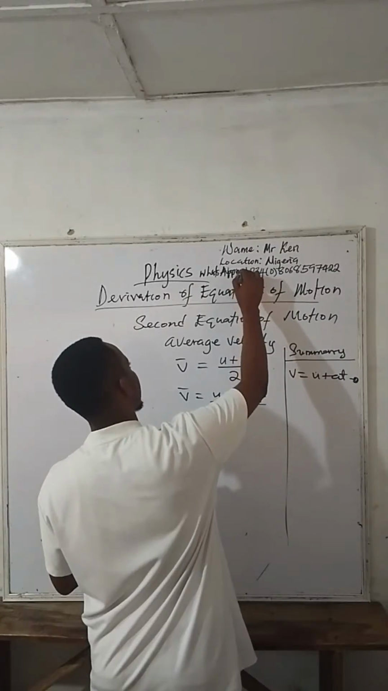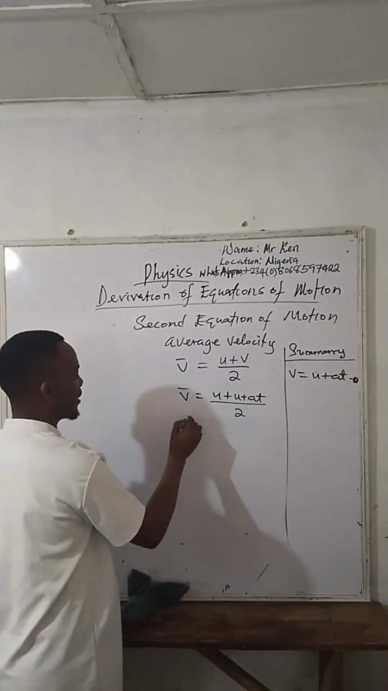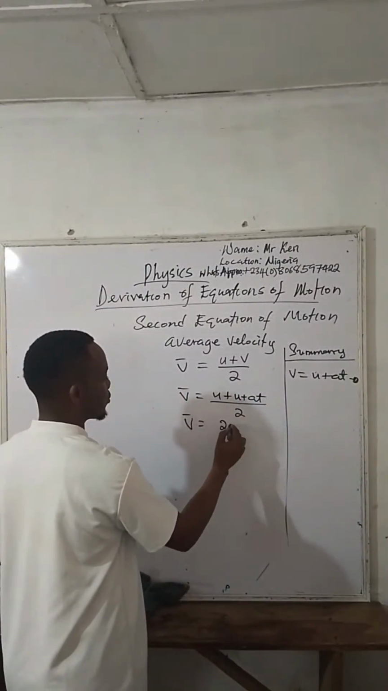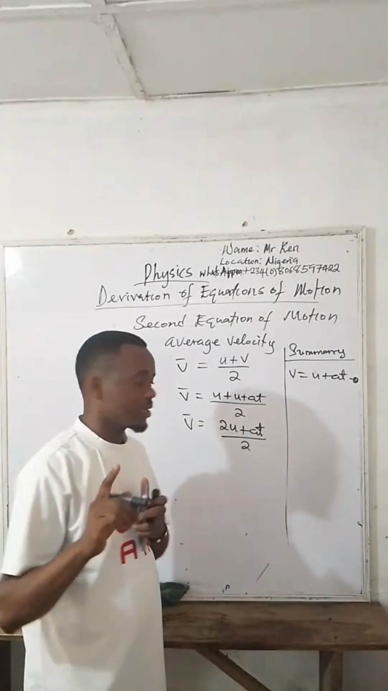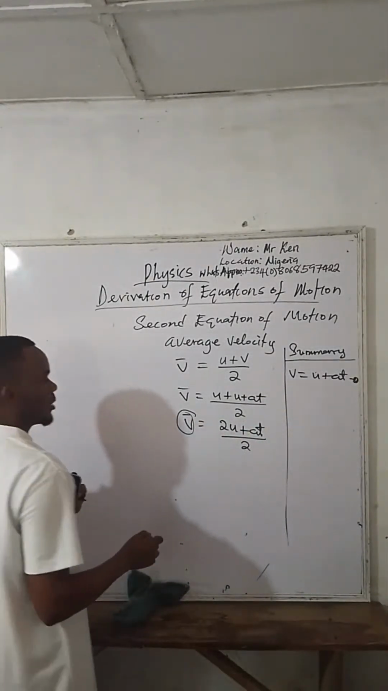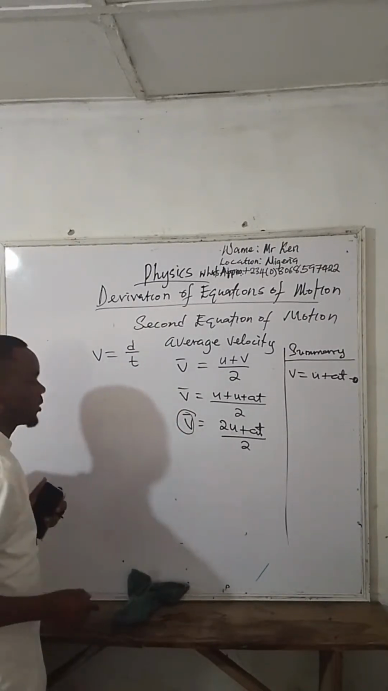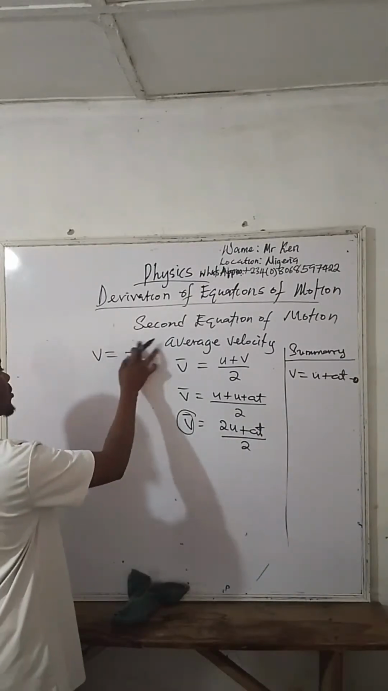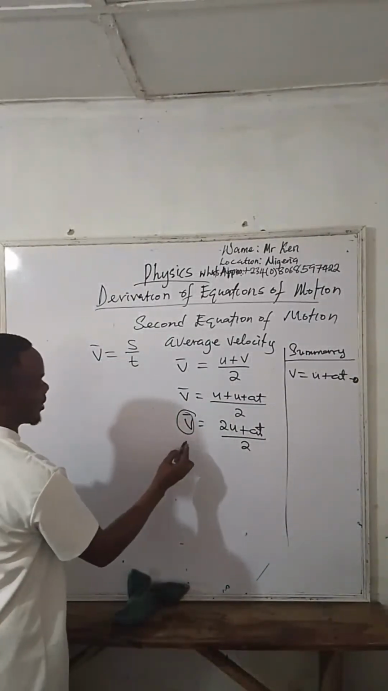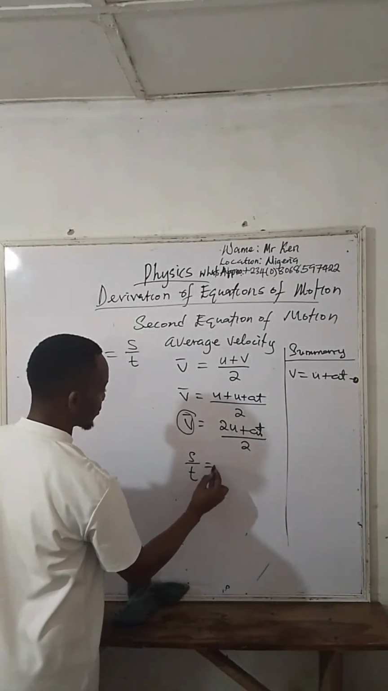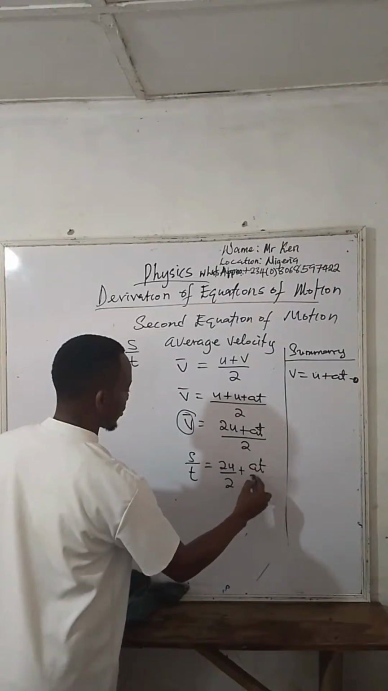Okay, WhatsApp number. So if I replace them, I get V average is equal to 2U plus AT all over 2. And recall that velocity is equal to distance over time. So this distance, let me use x as our distance. So I'll replace it here: S over time is equal to 2U over 2 plus AT over 2.